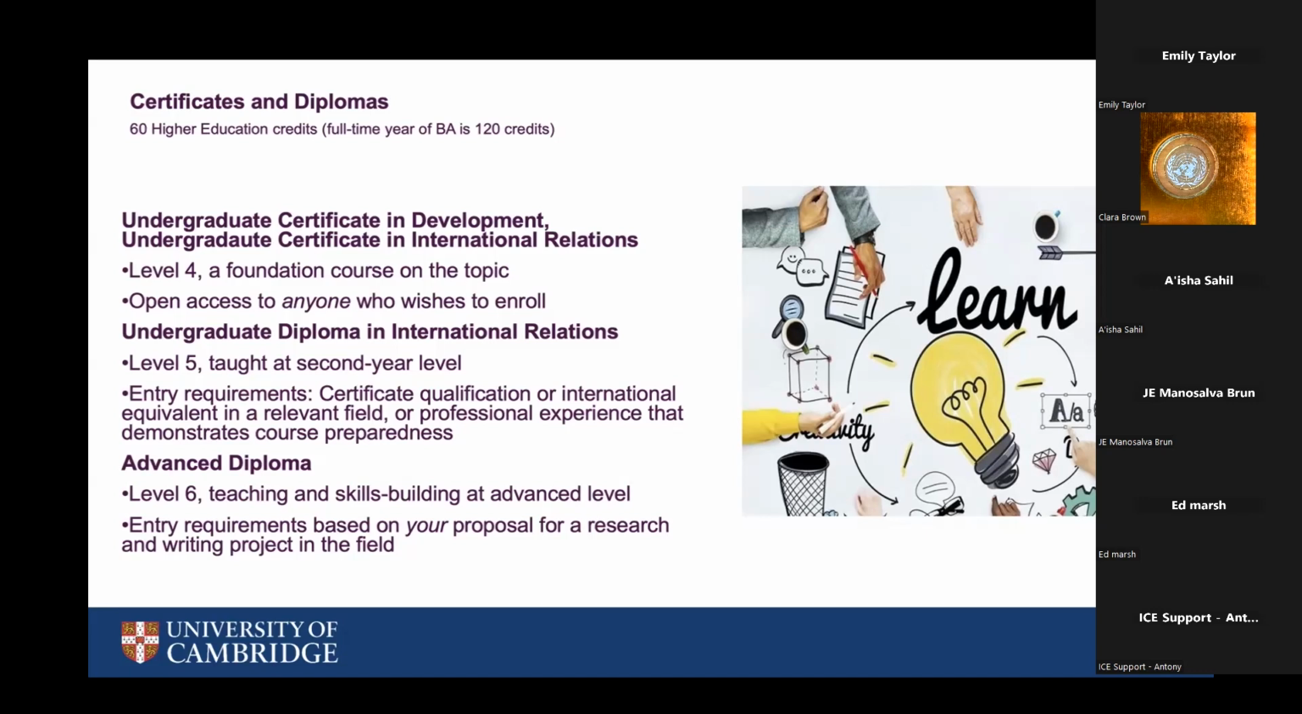So these are the three general areas of progressive learning that we offer in this area. And if, for example, you are interested in international development and you want to take that further, then the advanced diploma is a really good option for you.